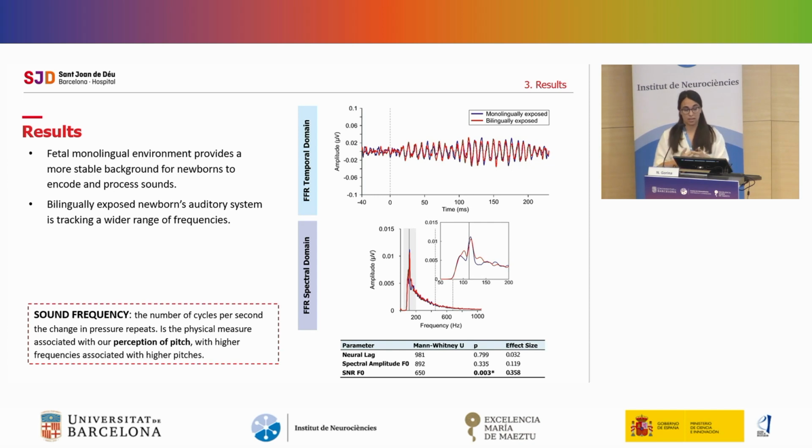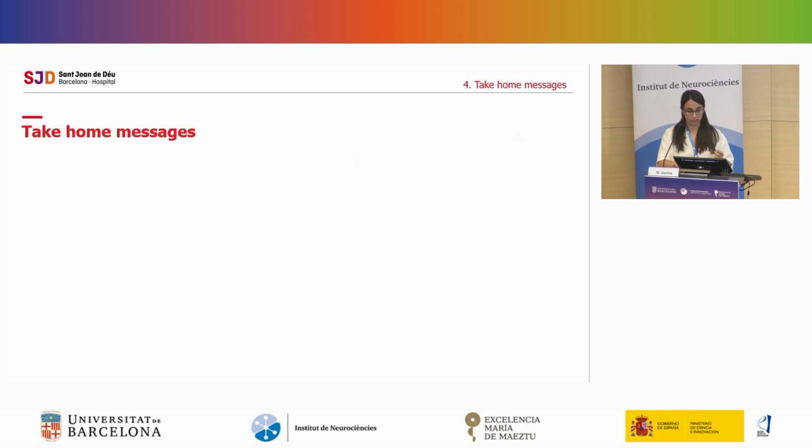We hypothesize that this is because, while if I'm speaking English I have the same pitch of my voice, si cambio a castellano, poco, pero mi tono de voz cambia. So babies exposed to a bilingual environment track a wider range of frequencies to try to identify these small changes in the fundamental frequency of the sounds they are encoding, which is what they have been exposed to in the belly while their mother was speaking the two different languages.